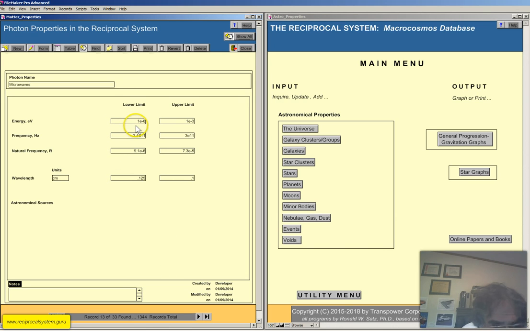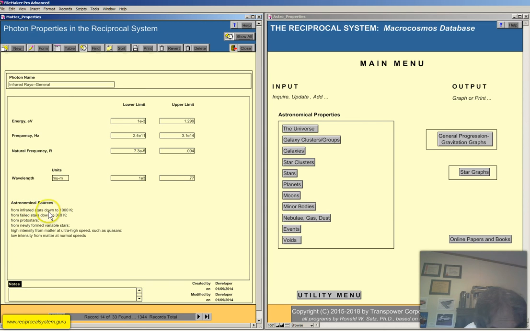So here we have energy goes from 1e to the minus 6 to 1e to the minus 3. And you can read the rest of these values here. The wavelength goes up to 1. These units are in centimeter, by the way, so always look at this. Okay, now we go to infrared rays. You can see the column values here. I'm just going to look at this.